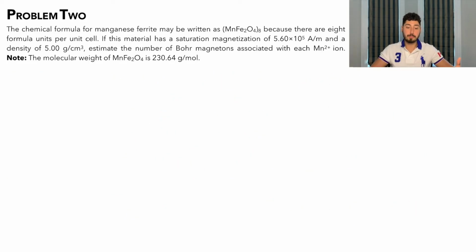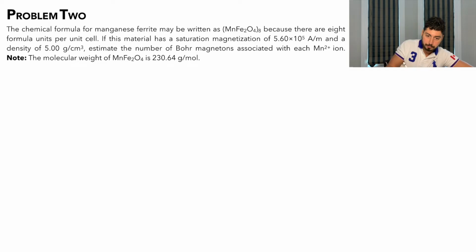Let's move on to problem number 2. Problem number 2 says the chemical formula for manganese ferrite may be written as follows. Because there are 8 formula units per unit cell, if this material has a saturation magnetization of 5.6 times 10 to the 5 amps per meter and a density of 5 grams per cubic centimeter, estimate the number of Bohr magnetons associated with each manganese ion. Note that the molecular weight of the manganese ferrite is 230.64 grams per mole.